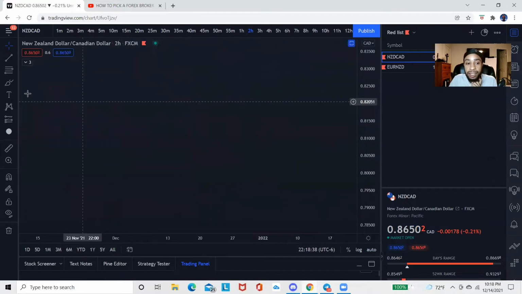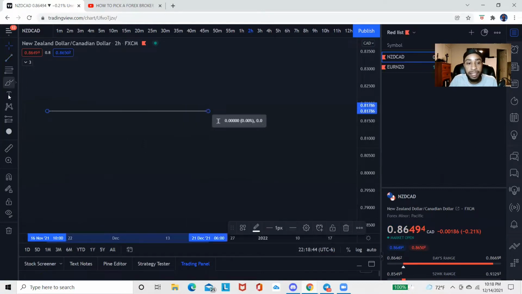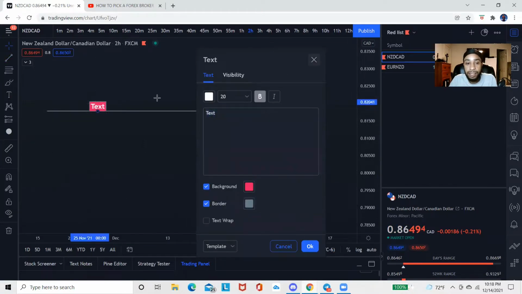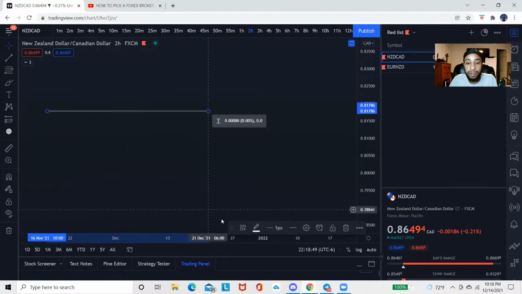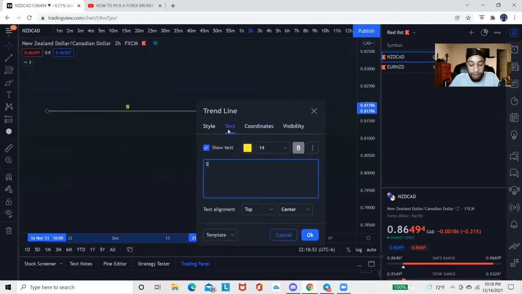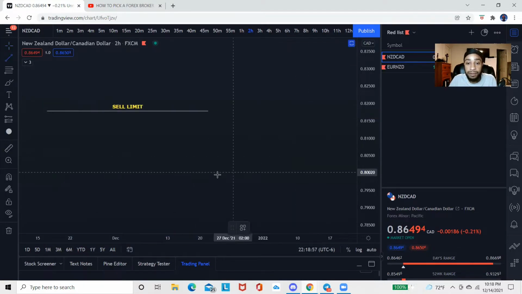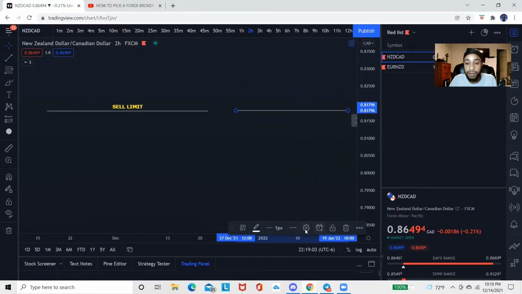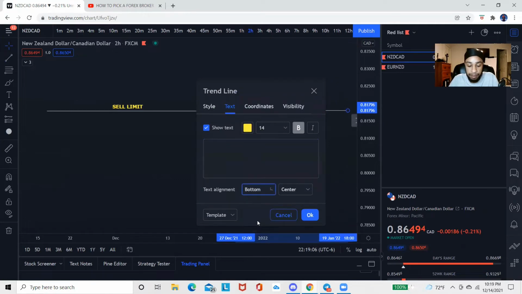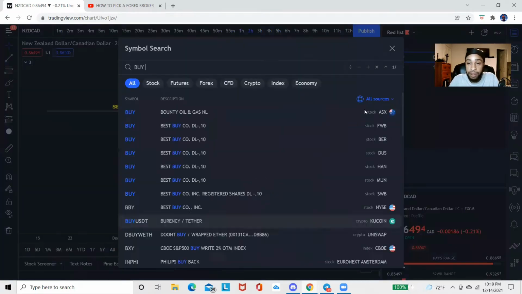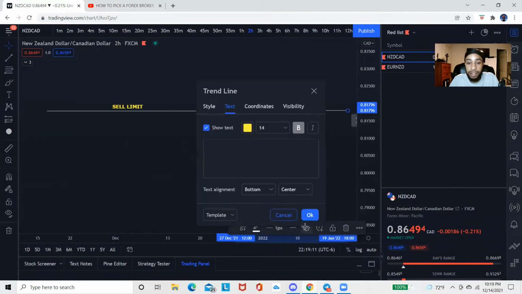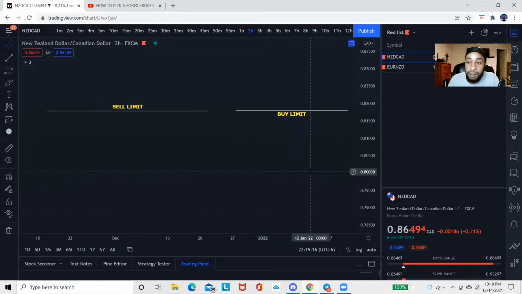So what exactly is a buy limit, okay? I'm going to give you guys an example. Let's say that this is going to represent our entry, okay? So this is going to be a sell limit, and then we'll have another one over here, which will be a buy limit. So we're going to have a sell limit, and we're also going to have a buy limit. All right, so this is the difference between a buy limit and a sell limit, guys.